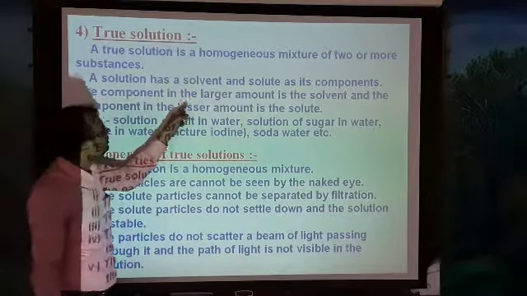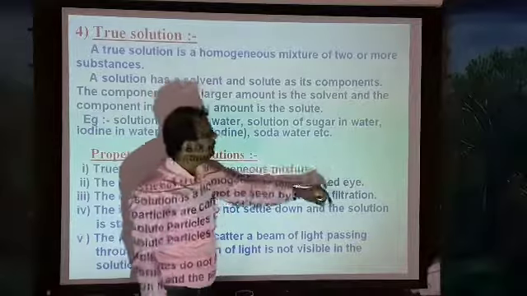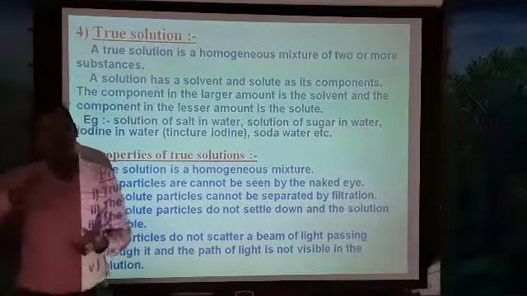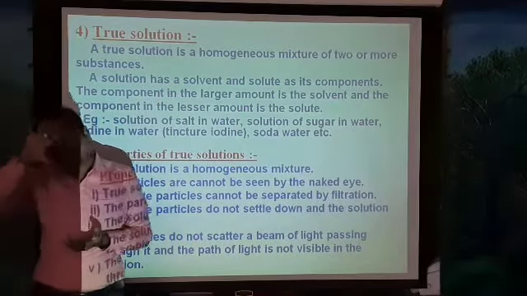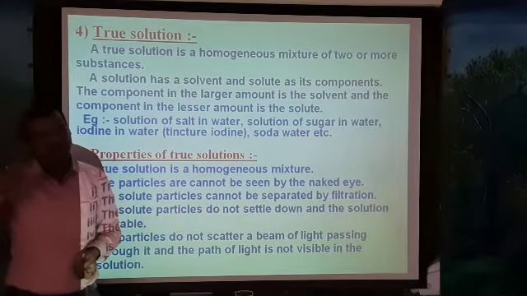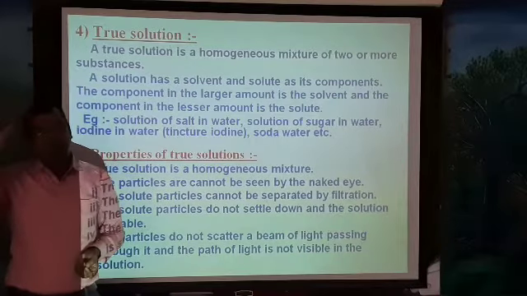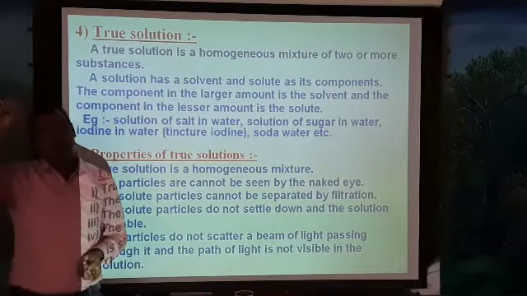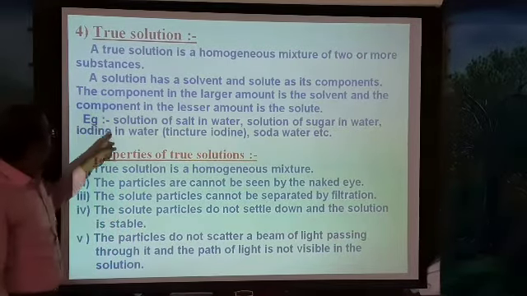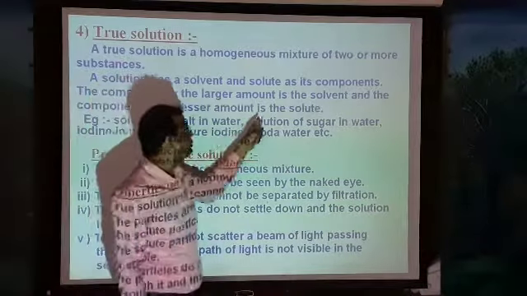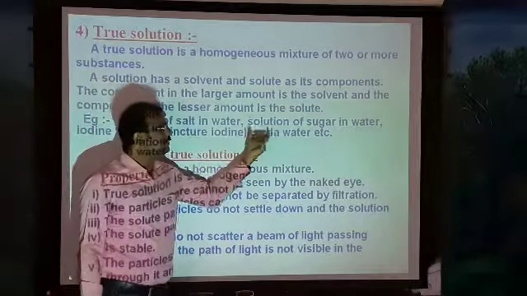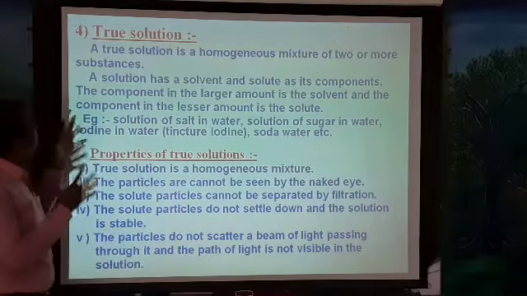The component in the larger amount is the solvent, and the component in the lesser amount is the solute. Usually, you take a glass of water and add a little amount of salt. So the salt is less and the water is more. Salt is considered the solute, as its amount is less, and the solvent, water, is more. Examples of true solutions: salt in water, sugar in water, iodine in water, the tincture of iodine, and soda water.